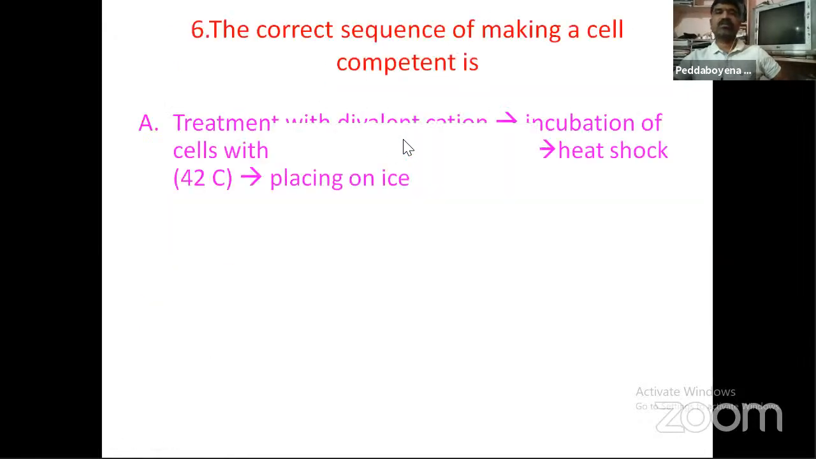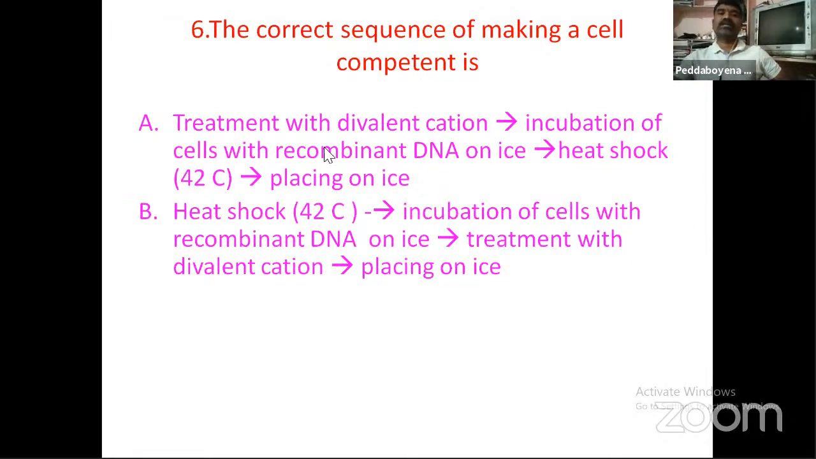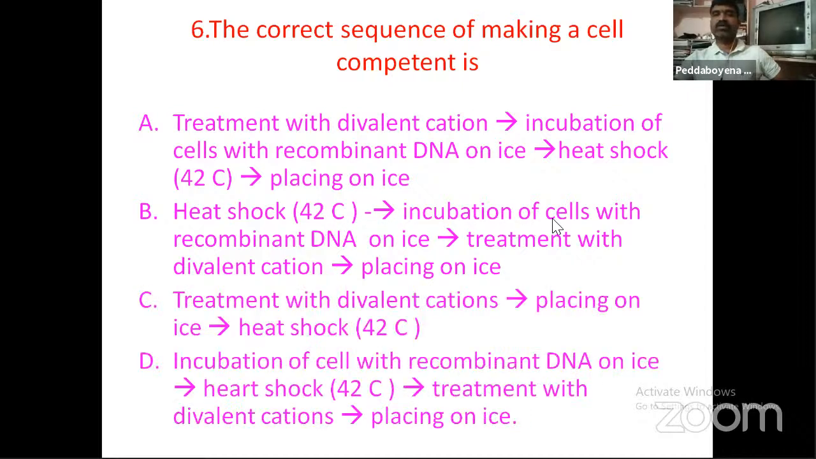Okay, next one. The correct sequence of making a cell competent is: treatment with divalent cation, incubation of cells with recombinant DNA on ice, heat shock at 42 degrees centigrade, placing on ice. Next, heat shock at 42 degrees centigrade, incubation of cells with the recombinant DNA on ice, treatment with the divalent cation, placing on ice. Next, treatment with the divalent cation, placing on ice, heat shock at 42 degrees centigrade, incubation of cells with the recombinant DNA on ice. Last, heat shock at 42 degrees centigrade, treatment with the divalent cation.